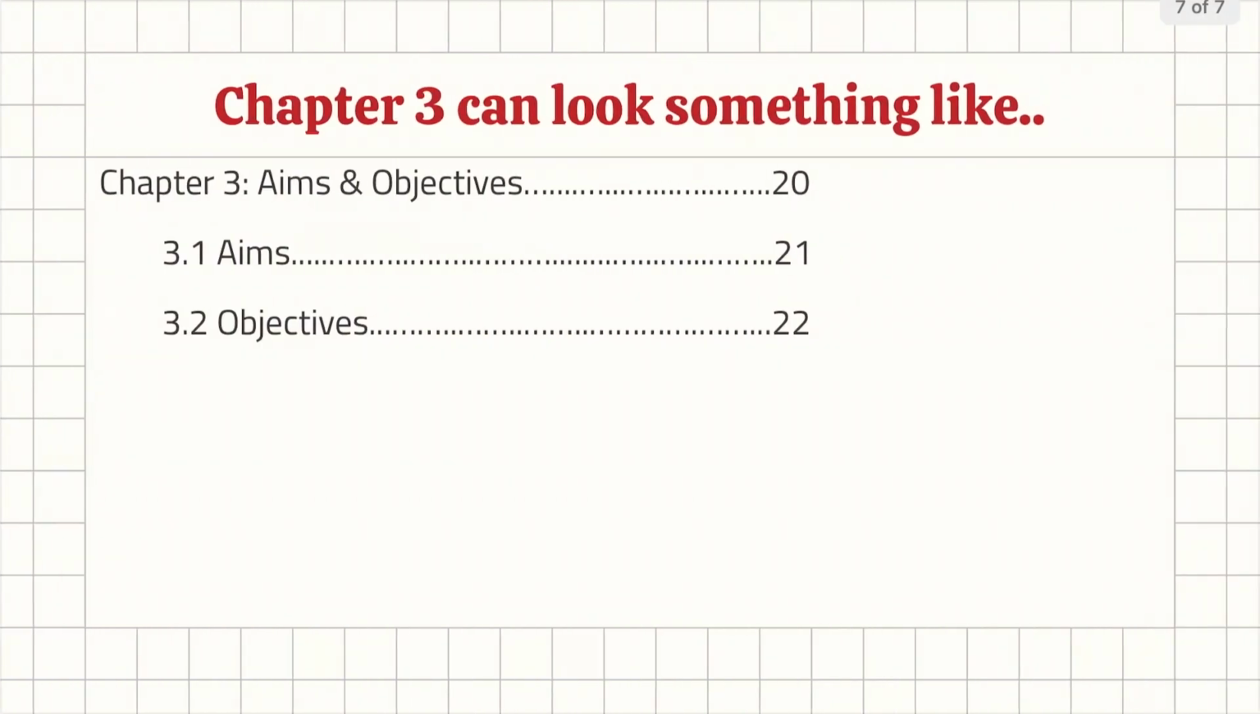Alright, so chapter 3, your aims and objectives, is actually a very, very short chapter. Usually most people would just do a one-page chapter on chapter 3, which should be your aims and objectives. So 3.1 can be your aims, 3.2 your objectives, and that should be good enough. So this was a rather short video, and quite a simple one on aims and objectives.